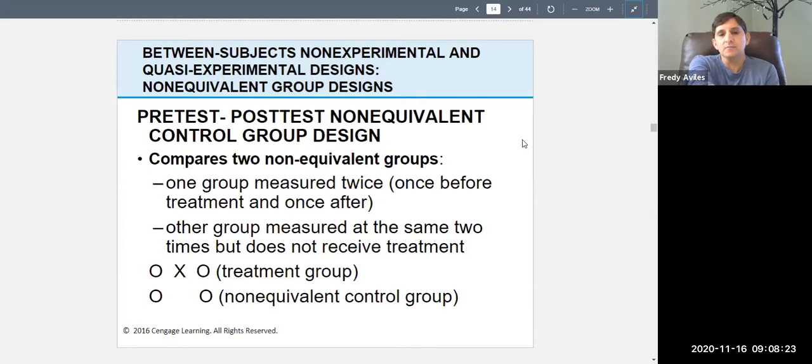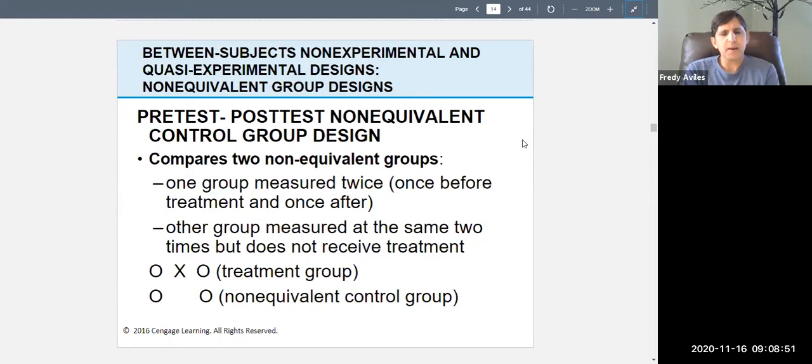Okay, and here are the examples. Here's the terminology for that. So you have O, that's observation, measurement, right? And then you have treatment, that's the X, and then you have observation, measurement again. Okay, and another group, they have observation, measurement, and then no treatment, and then observation and measurement. That would be the non-equivalent group design, non-equivalent control group.